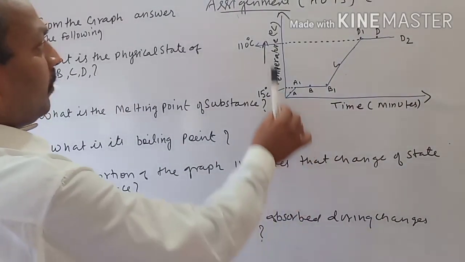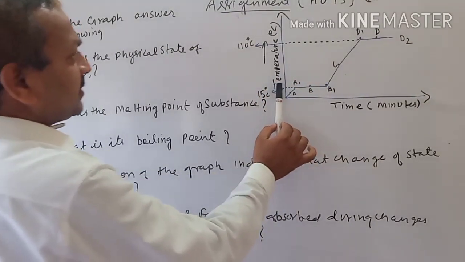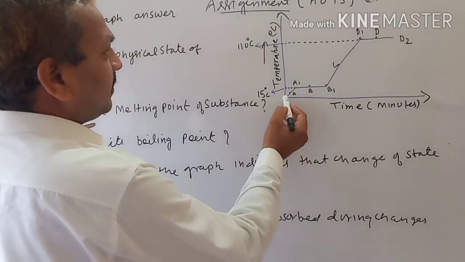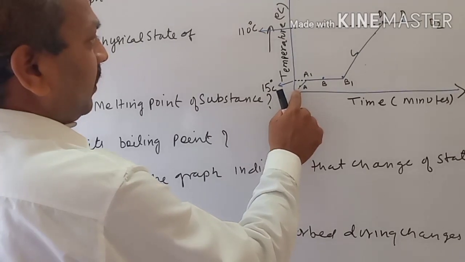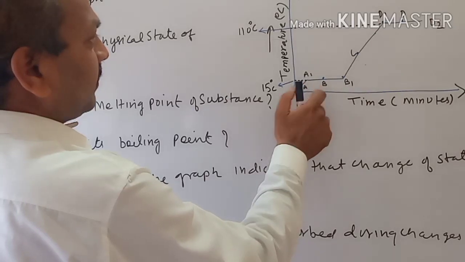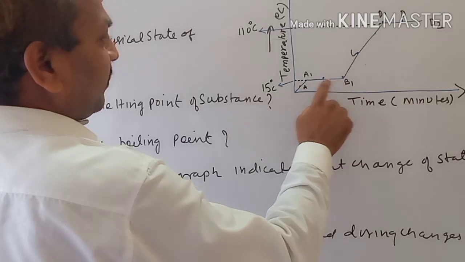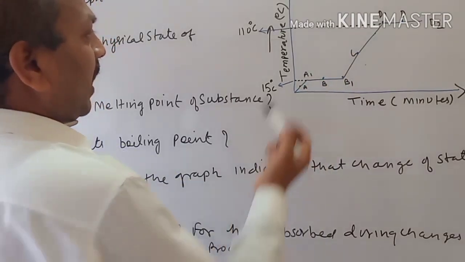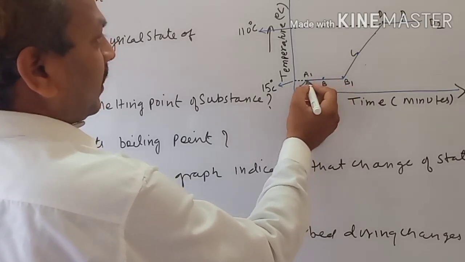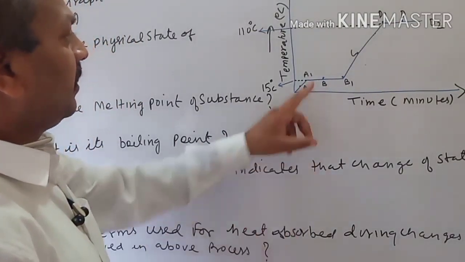Now see, question number 1. First I'll make the graph. This is temperature, this is time. Now see, at A this is solid. Gradually it is going to convert. Temperature increases. Now at this point what is happening? This is a straight line, means the state is changing at this temperature. Solid is converting into liquid without change in temperature. So this is known as latent heat of fusion.